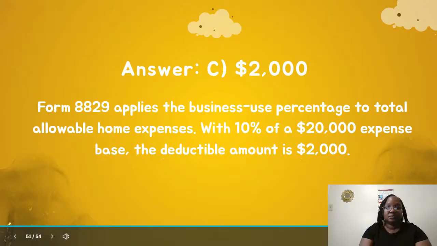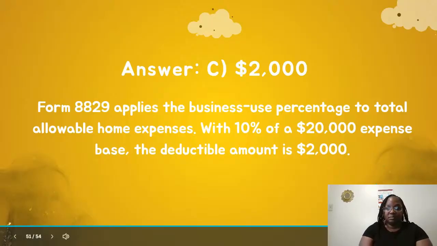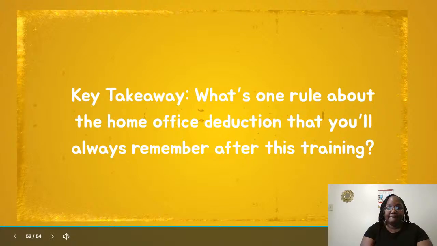Answer. C. $2,000. Form 8829 applies the business use percentage to total allowable home expenses. With 10% of a $20,000 expense base, the deductible amount is $2,000. All right, self-explanatory.